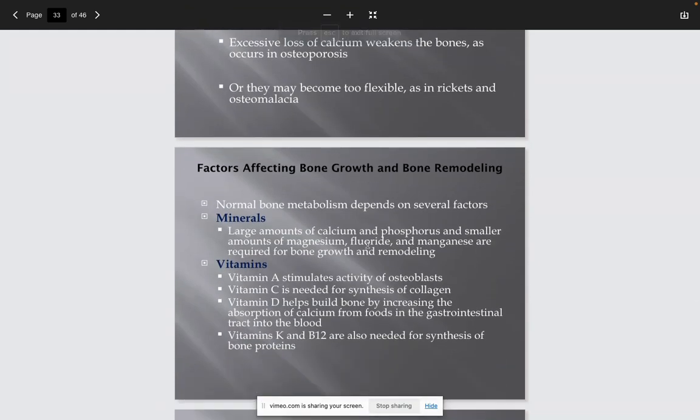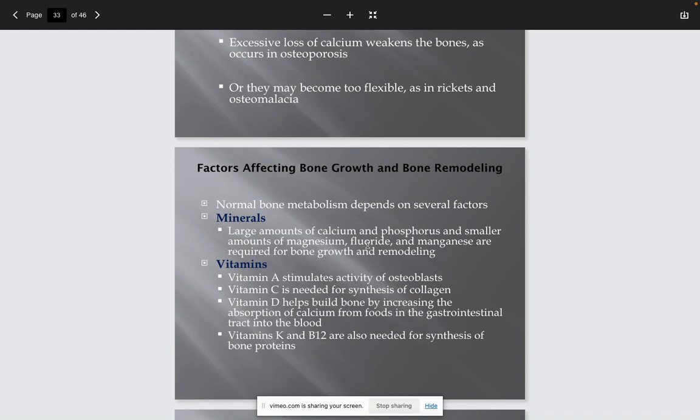So, factors affecting bone growth and bone remodeling. Again, we talked about vitamins. I said the main minerals I wanted you to know were calcium and phosphorus. Okay, calcium and phosphorus. I did mention in class about fluoride being present within toothpaste, and asked you guys why. And it's because fluoride is responsible for maintaining the normal texture of the teeth, right?